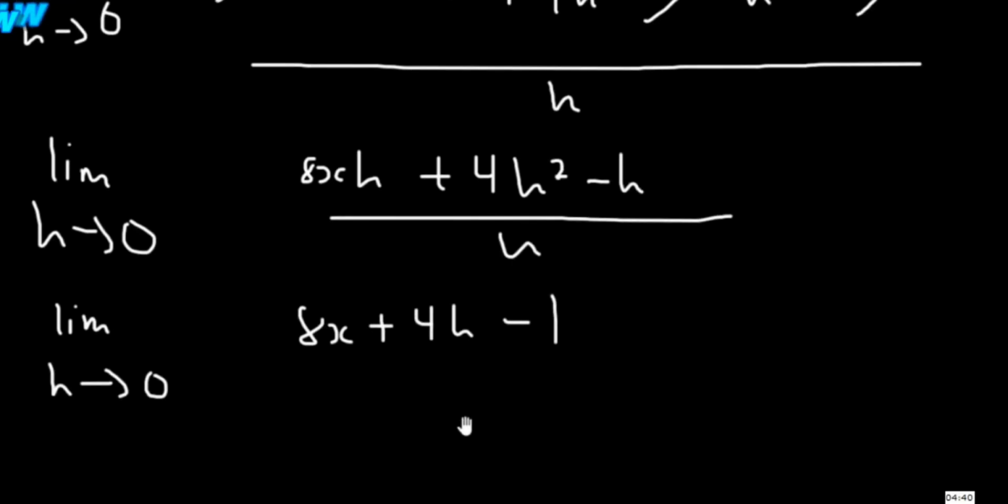Okay, so now we said h is approaching 0. So you can put 0 here. So when you put 0 here, I have 8x plus 4 into bracket 0 minus 1. So that will at the end give me 8x minus 1 to be my limit. So that's the answer for this question also.